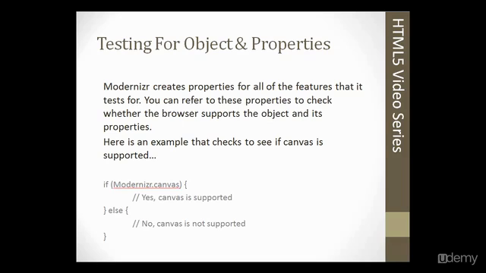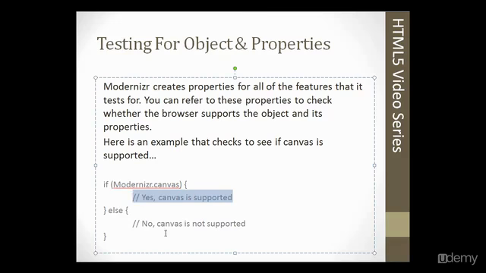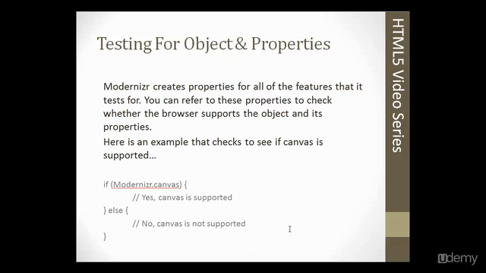Modernizr creates its own properties for each feature that it tests for, whether it's canvas, drag and drop, and you can refer to these properties to check whether the browser supports the object and its properties. So here's an example, very simple. Modernizr creates an object, .canvas. If it's supported, then you would add your HTML5 code. If not, then you could display a message saying update your browser or whatever it is you want to do.